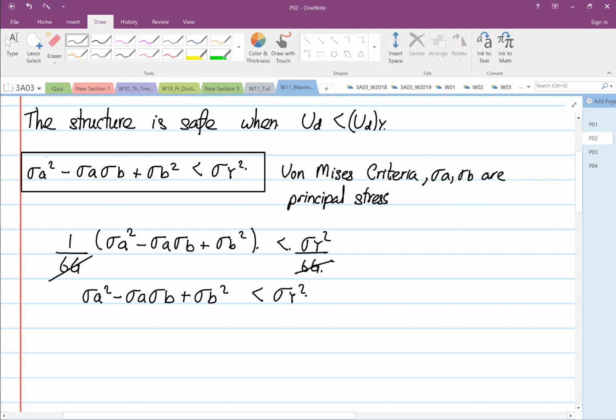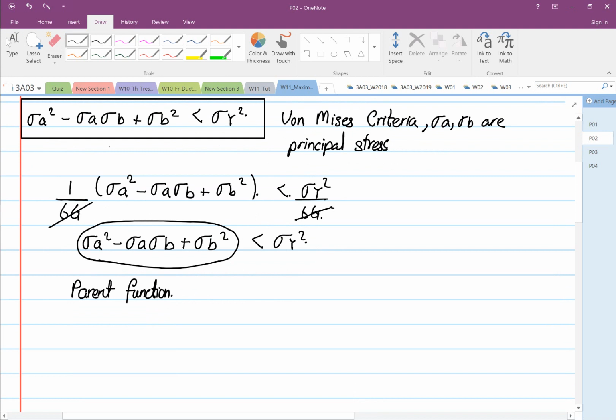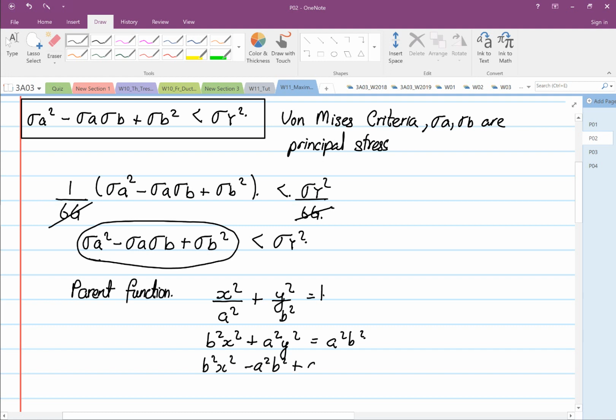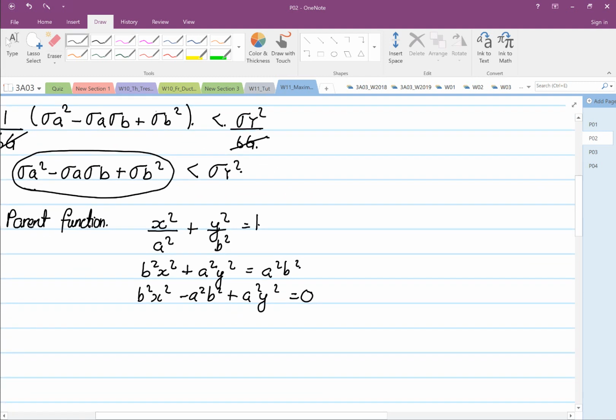If you look at this expression over here, the parent function will take the form of x squared over a squared plus y squared over b squared is equal to 1. If you expand this out, what you get is b squared x squared plus a squared y squared is equal to a squared b squared. If I bring it across, b squared x squared plus a squared y squared minus a squared b squared is equal to 0. This in fact is known as an ellipse equation.